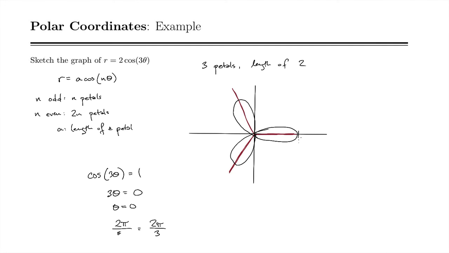And so this comes out, it's the length of the petal, so it comes out to 2. That's out at a length of 2. And that's out at a length of 2.